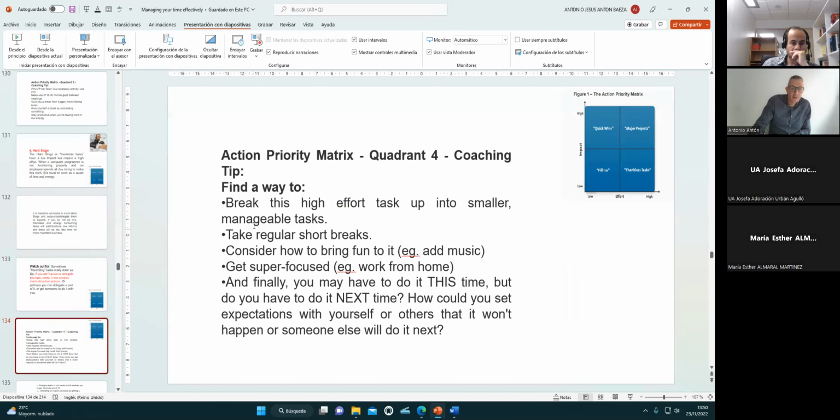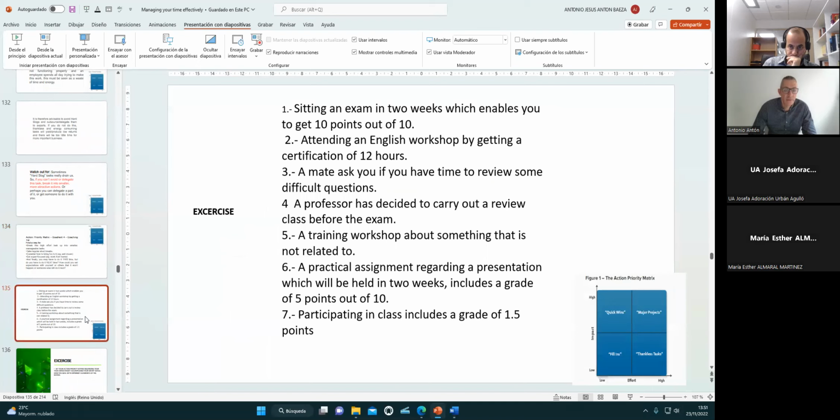As I said before, take regular short breaks, break this high effort into smaller, manageable tasks, bring fun, and try to motivate yourself. Think about the last question: you may have to do this one this time, but do you have to do it next time? Perhaps others might do that better than you. Sometimes it's good to outsource or delegate it rather than do it by yourself.